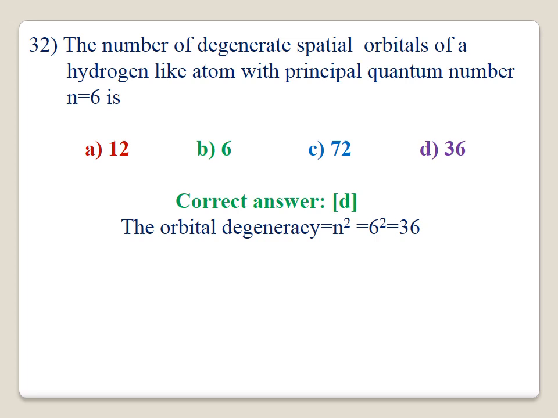32. The number of degenerate spatial orbitals of a hydrogen-like atom with principal quantum number n equal to 6. Here we have to calculate the orbital degeneracy. The orbital degeneracy formula is n square. With n equal to 6, 6 square will be equal to 36. The correct answer is 36 for this question.